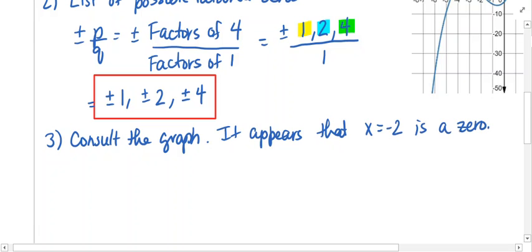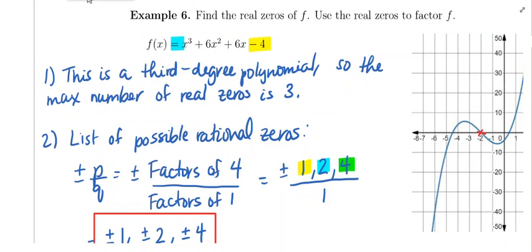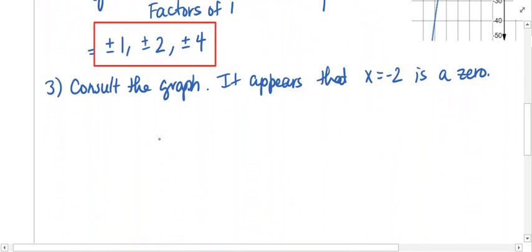Okay, so we're going to start the synthetic division process. We're going to go up to our original function here. It is in standard form. We've got descending powers of x, going from the third power to the second power to the first power to the constant, so we don't have to have any zero placeholders. We're going to write down the numbers that we see. So we have +1, +6, +6, -4. So let's go ahead and write that down: 1, 6, 6, and then -4.